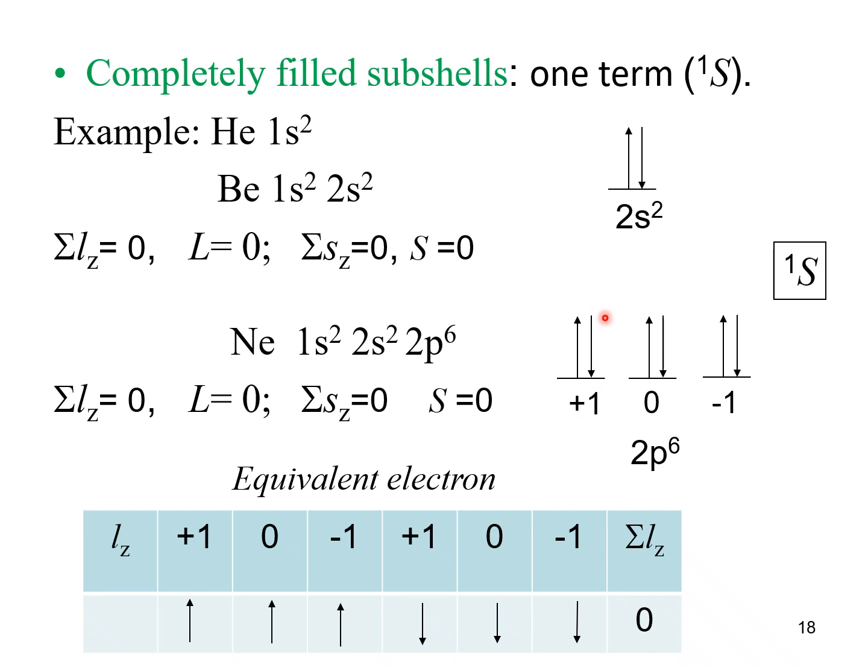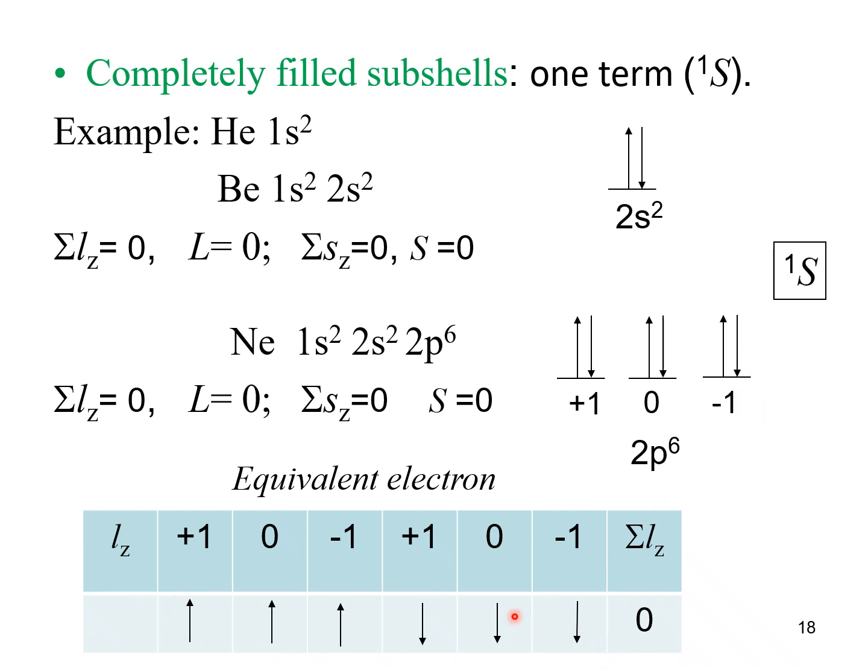Electron 2 also in Lz equals plus 1, but in the spin down manner. So we have electron 1 and then electron 2. Electron 3 is spin up in orbital Lz 0. Electron 4 is in Lz equals 0, spin down. The fifth electron is in Lz equals minus 1, spin up. And the last one is spin down in Lz equals minus 1.